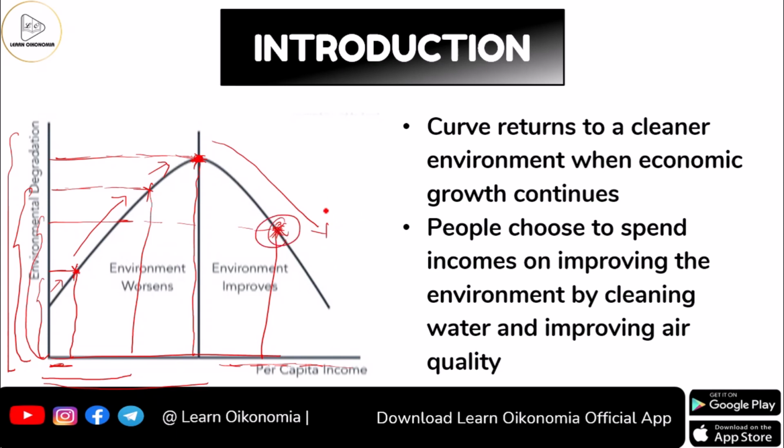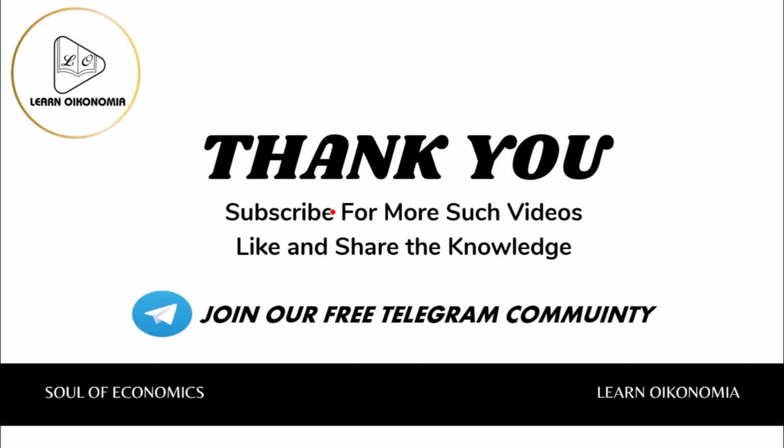Here people will be going for some techniques that will be reducing the pollution levels in the economy. They will be trying to improve the air quality, the water quality, and the soil quality, and by doing these they will be trying to protect the environment rather than degrading it. So that is all about the environmental Kuznets curve.